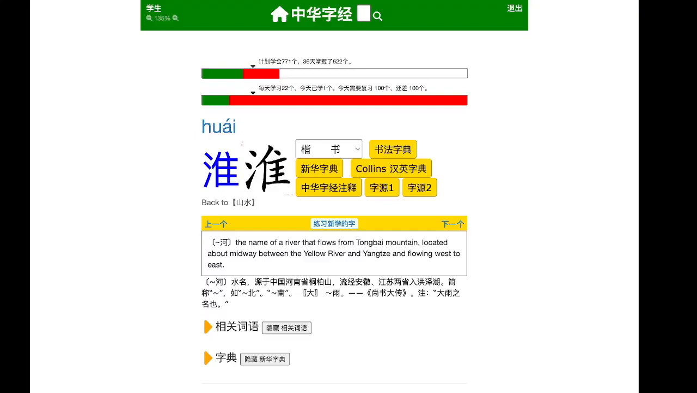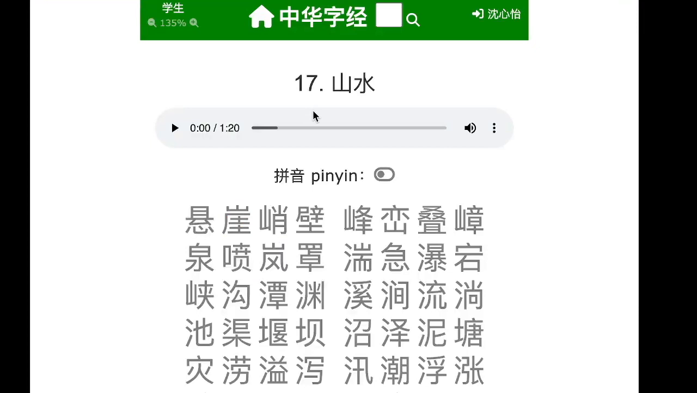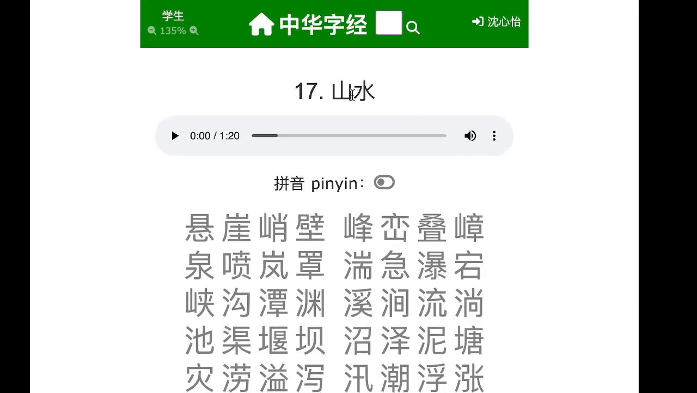It's day 30 of learning to read Chinese, and today our topic is 山水, mountains and water. 山水 is also the name of that genre in Chinese painting, landscape painting, because there are so many beautiful mountains and waterways in China that basically all the landscape paintings are of mountains and water.